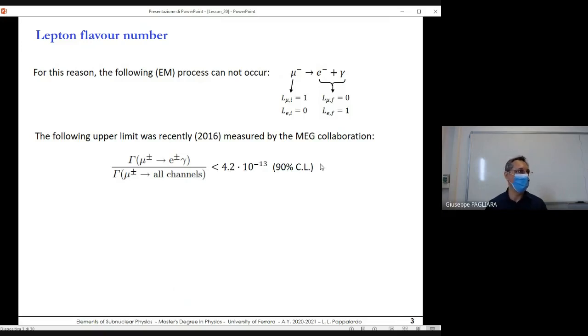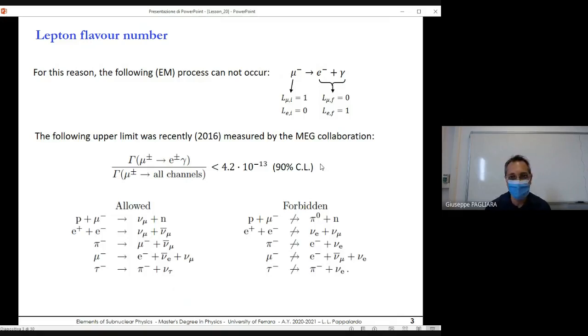So there is no evidence at all for violation of lepton number. Of course, if a violation would be observed, this would be a clear signal of new physics, something new beyond the standard model. That's why it is interesting also to search for these extremely rare processes, if possible. And you see here a bunch of reactions which are allowed or forbidden by the conservation of lepton number. You can check all of them yourself, easily.